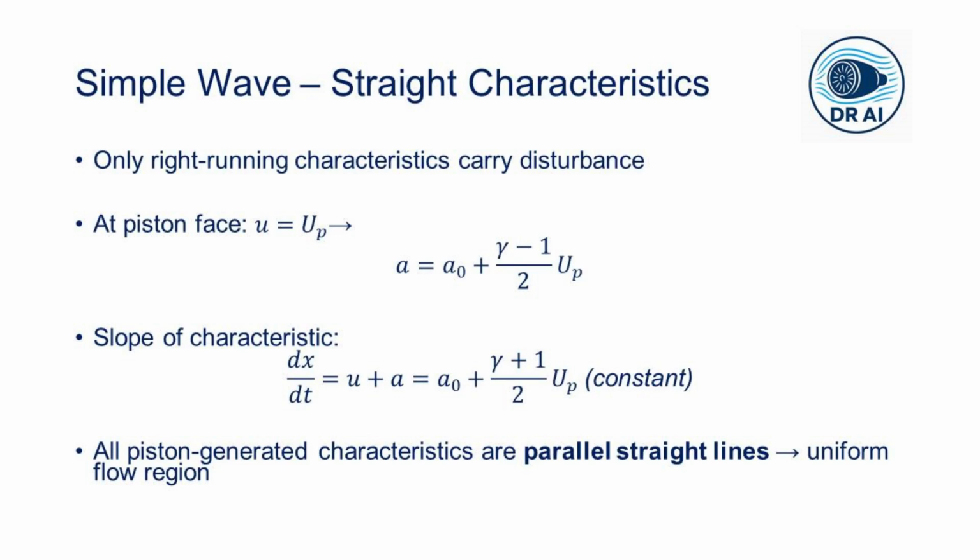Both u and a over here are constant along that characteristic. Therefore, the slope of the characteristic is also constant. So the characteristic is a straight line, and all such characteristics from the piston have the same slope. They are all parallel. Consequently, the entire region between the piston and the wavefront has uniform properties. That is, u equals Up, and a is equal to a naught plus gamma minus 1 over 2 times Up, and the pressure and density are constant.